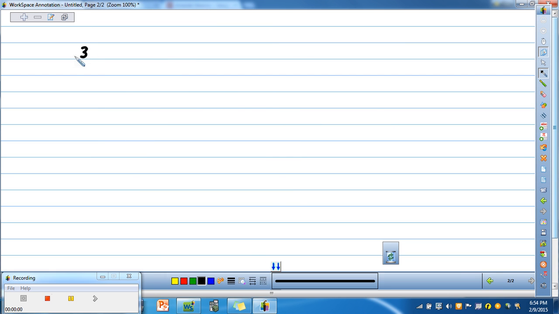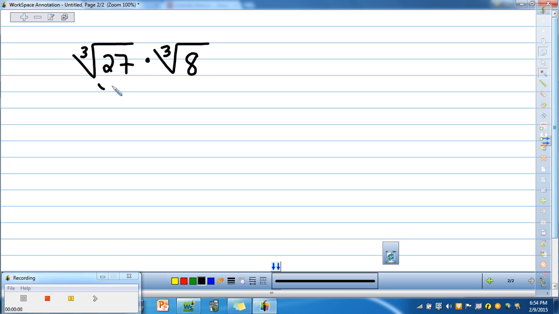Let's try this for a cubed root. Let's say we have the cubed root of 27 times the cubed root of 8. The cubed root of 27 is 3, the cubed root of 8 is 2, so again we are left with 3 times 2, which is equal to 6.